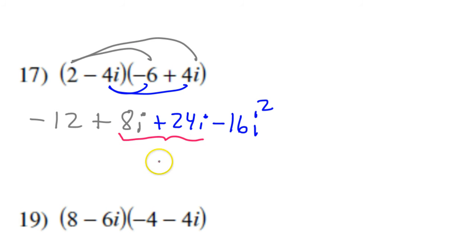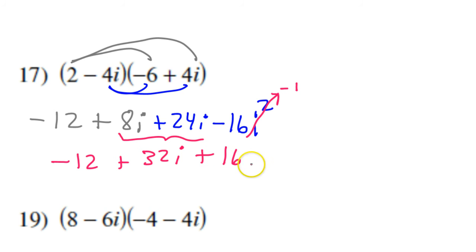Putting these like terms together is going to give us 32i. Bring down the negative 12. Now i squared is negative 1. That's going to change this negative 16 to a positive 16. Negative 12 plus 16 is 4. So the final answer is going to be 4 plus 32i.